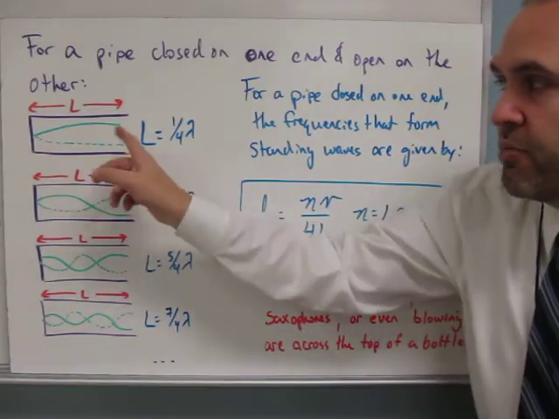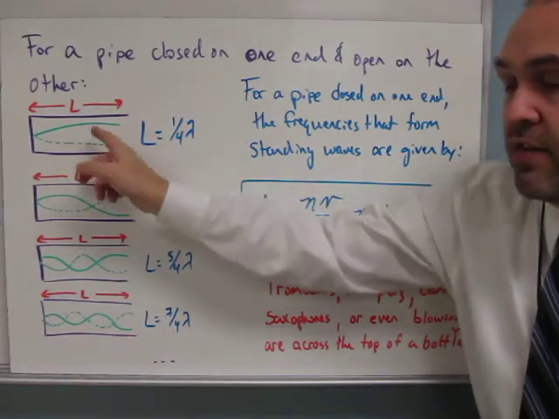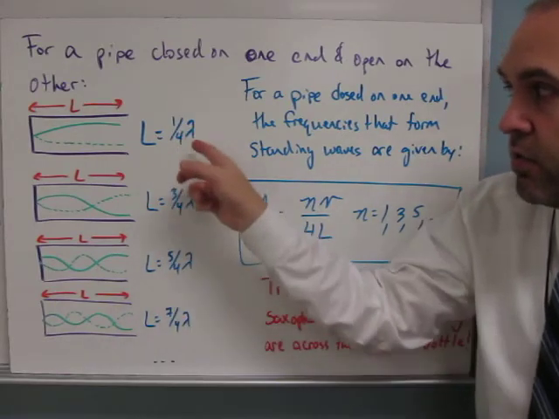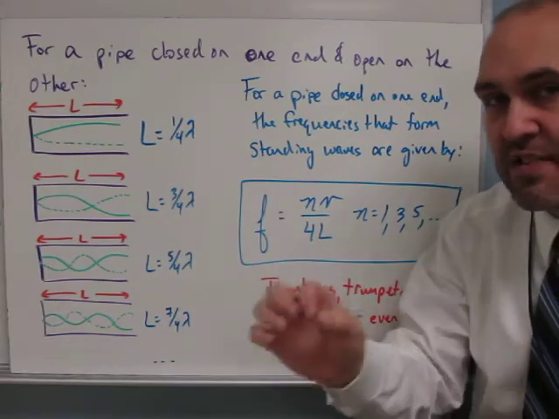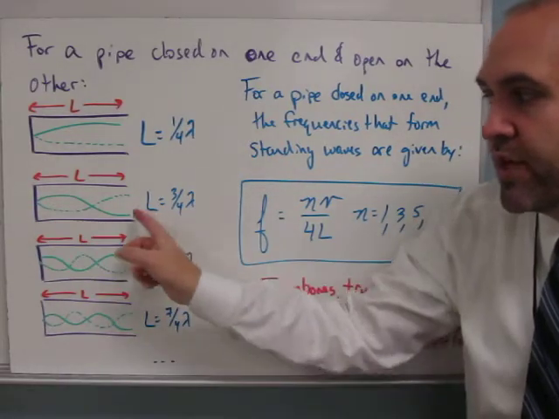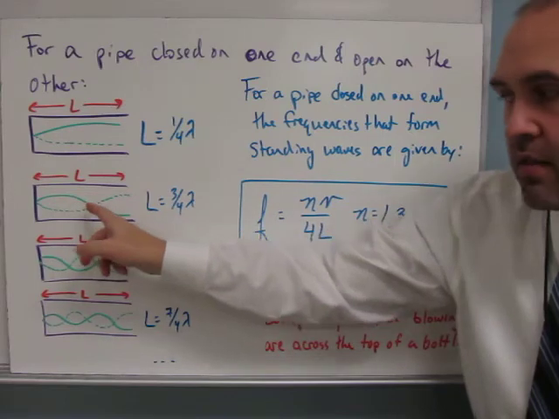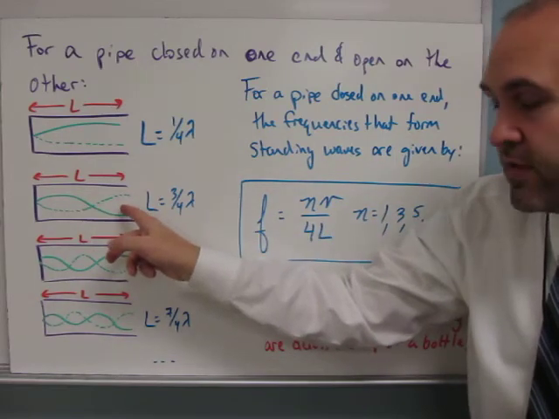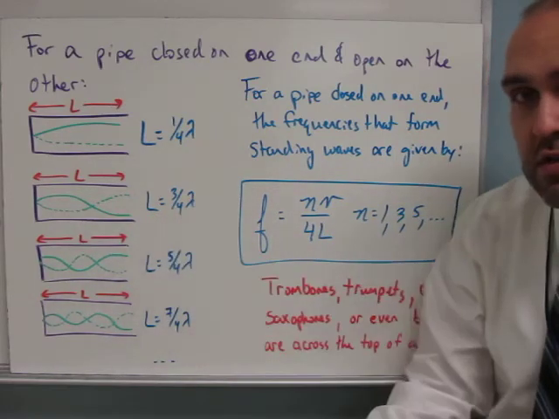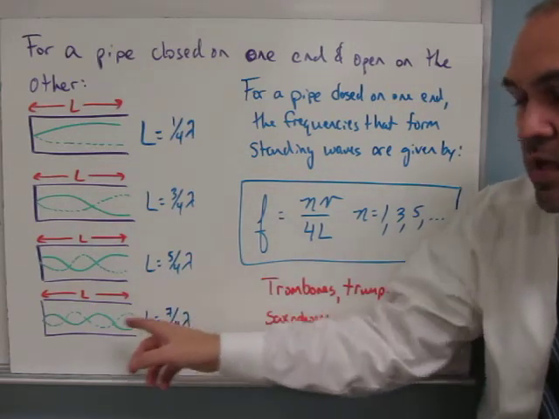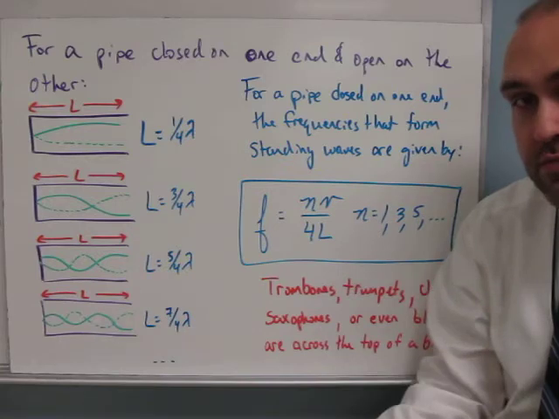We have high and then the beginning of a low. This is half of an antinode, which is a quarter of a wavelength. So L equals 1/4 lambda. The next simplest pattern that can fit, high pressure, beginning of a low, is this one. We have a whole antinode, which is half a wavelength, and a quarter of a wavelength, which is 3/4 of a wavelength. And then the next pattern gives us 5/4. And the next pattern, 7/4.